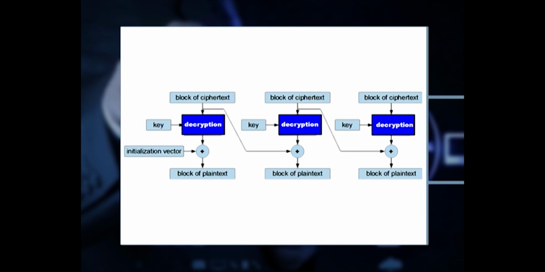In CBC decryption, the inverse cipher function is applied to the first ciphertext block and the resulting output block is exclusive ORed with the initialization vector to recover the first plaintext block. The inverse cipher function is also applied to the second ciphertext block and the resulting output block is exclusive ORed with the first ciphertext block to recover the second plaintext block.